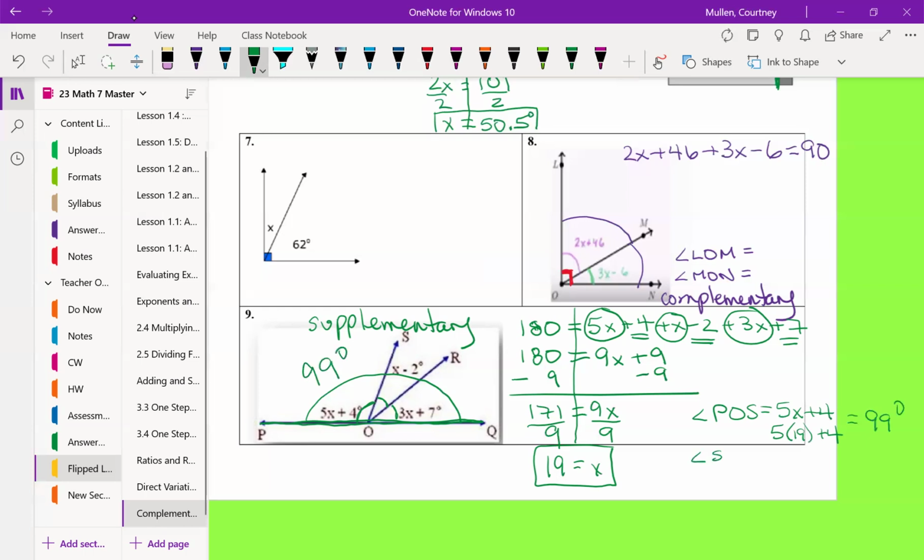Angle SOR was x minus 2. So if we substitute 19 in there, we have 17 degrees. And why don't you go ahead and figure out what the measure of angle ROQ is? Once you get that, add up all those 3 angles and see if you get the right sum.